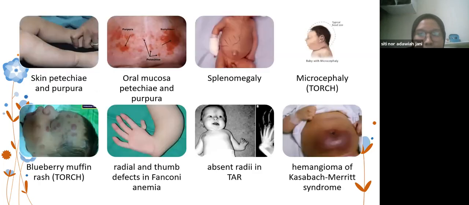Okay, next slide. Physical examination should pay particular attention to the skin for signs of petechiae or purpura, as well as the oral mucosa, which are the most common sites for bleeding to occur, and also splenomegaly, microcephaly, and blueberry muffin rash in TORCH infection. In Fanconi anemia, the baby can have radial and thumb defects. In thrombocytopenia absent radii, there will be absent radii at the upper limb. And also in case of Kasabach-Merritt syndrome, there will be a local skin lesion or hemangioma.